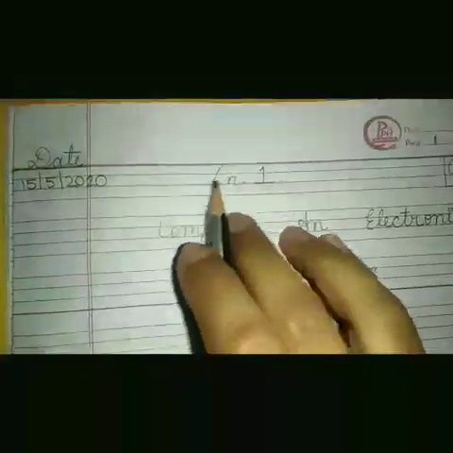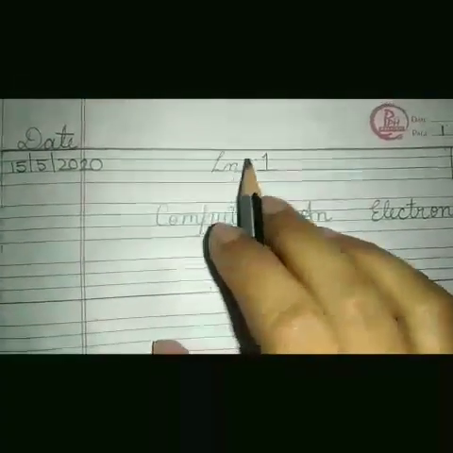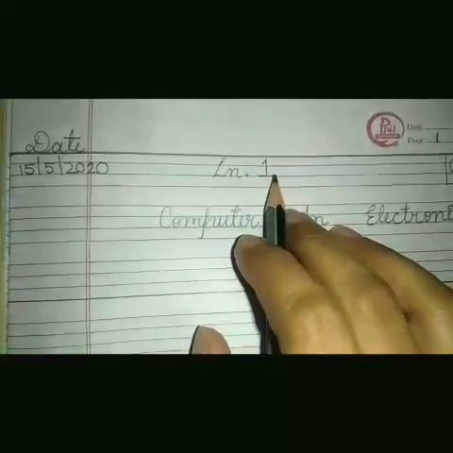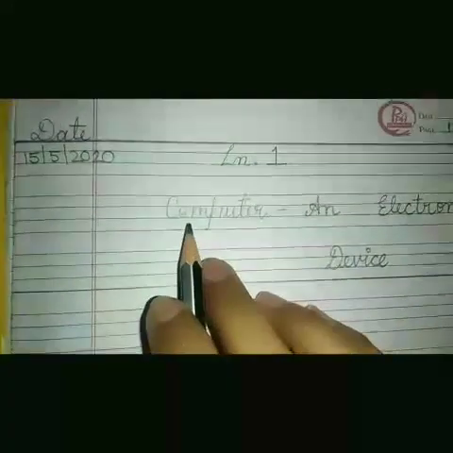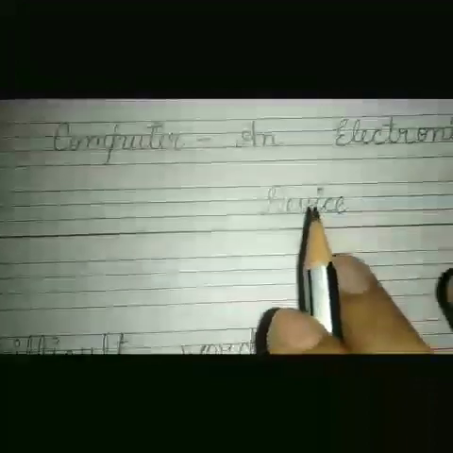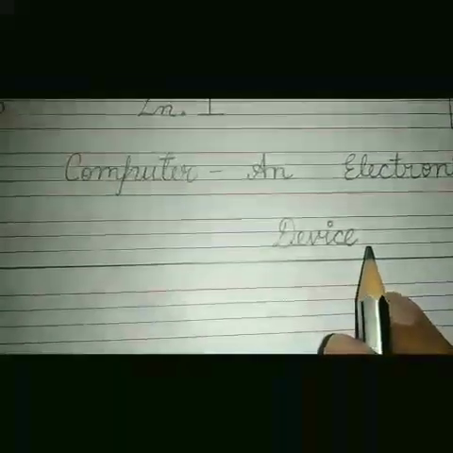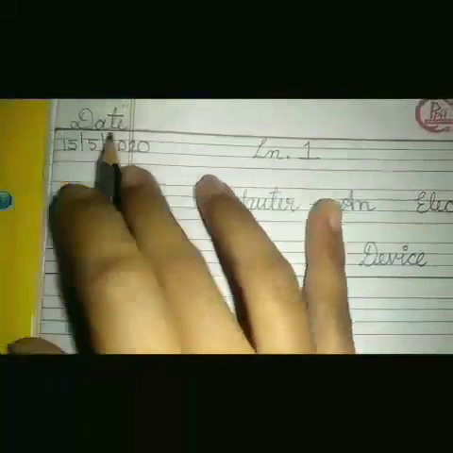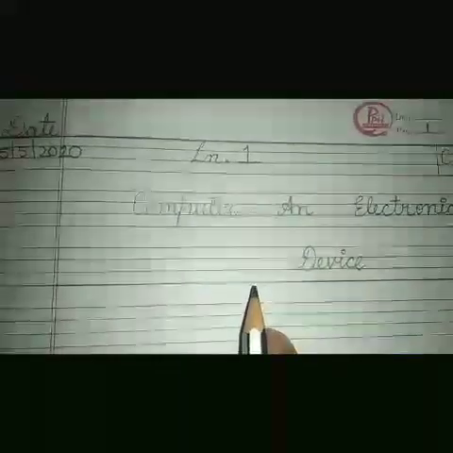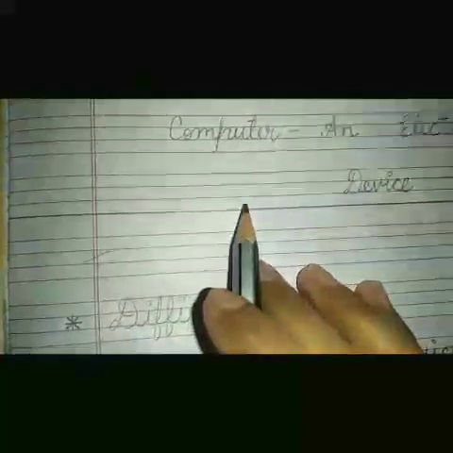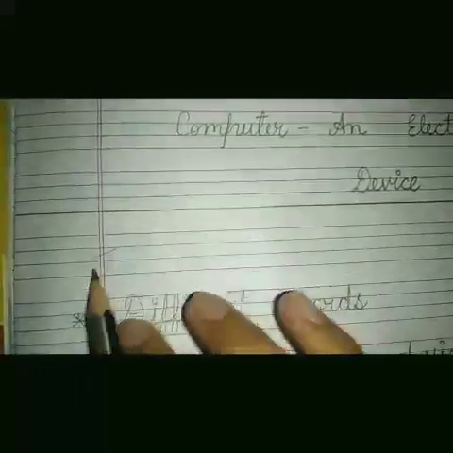In the first line, in the middle, you will write Lesson 1. In the second line you will write the lesson name, that is, Computer and Electronic Device. Then to finish the margin you will draw 2 lines at the top and bottom, then leave 1 line. After leaving that line, you will start writing.